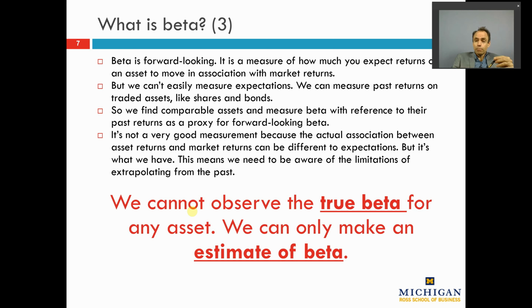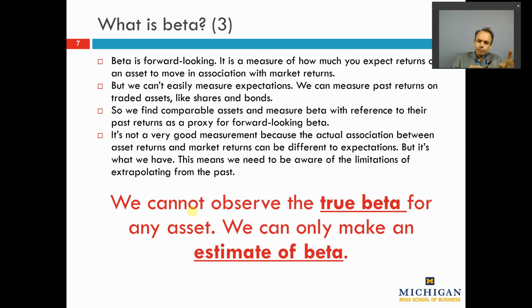Now that means we have a problem, because the actual association between asset returns and market returns in the future can be quite different to expectations. Things don't always turn out the way that you expect. Hence, we're doing this video presentation. If things turn out the way we'd expected, we'd be face-to-face in the classroom. But things don't turn out the way that you expect. But it's what we have. So we need to be aware of the limitations of extrapolating from the past. And the key point, which you see in absurdly large red bold font, is that you can't observe the true beta for any asset. We can only make an estimate of beta.